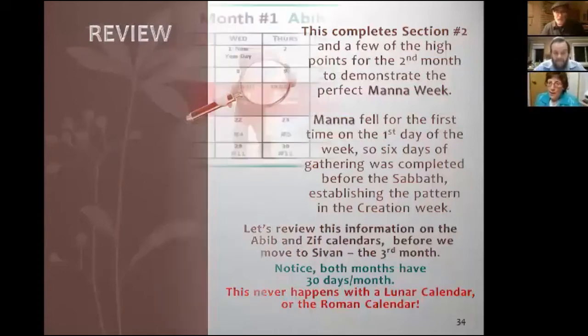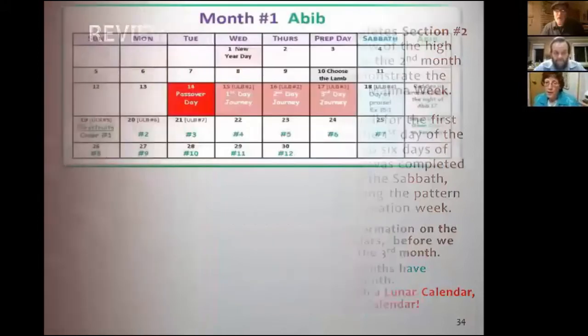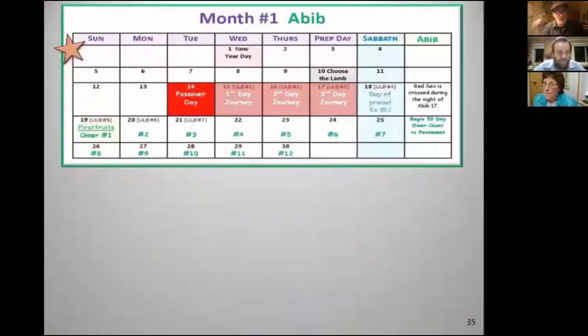So let's take a look. Here's month 1. A pretty good rule to get in our head too, that there's never a 30-31 day month. It's always straight 30 days. 30, 30, 30, 30, 30.